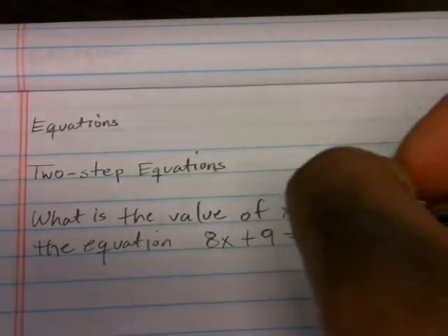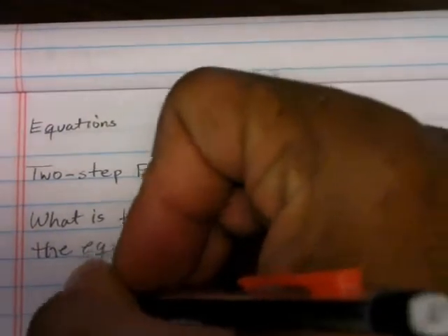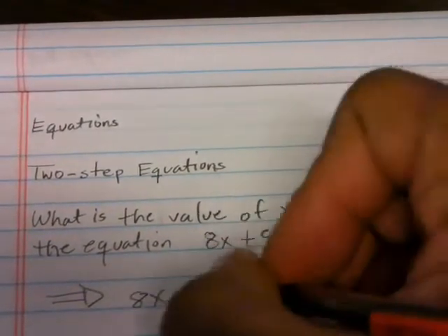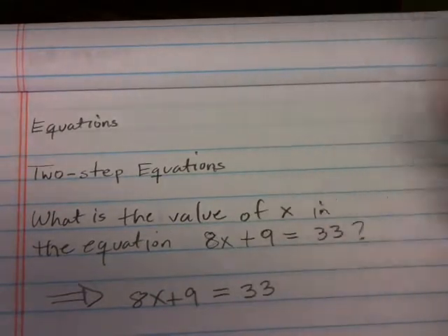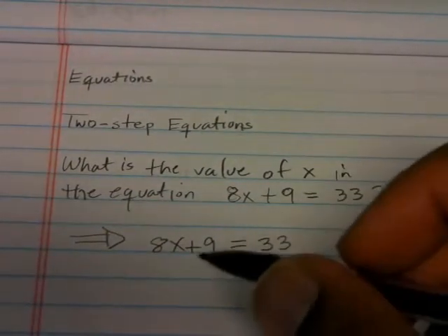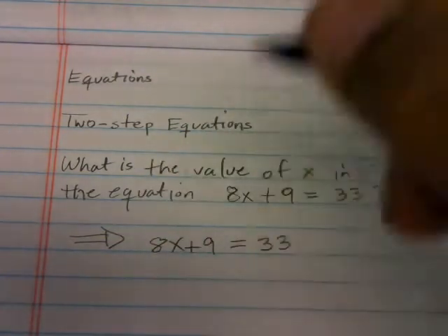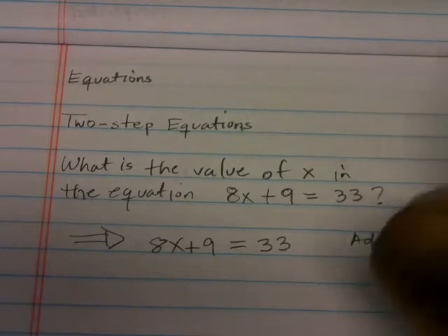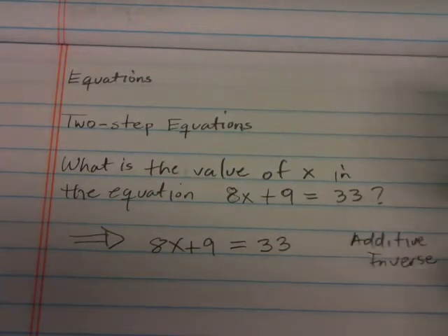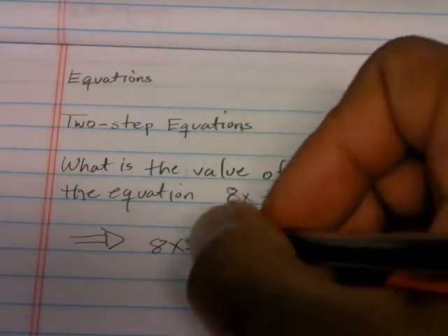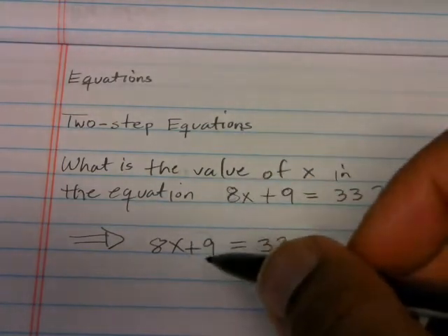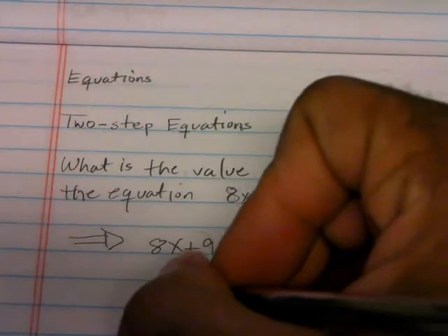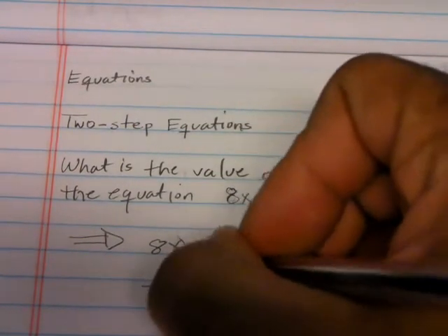Now, when we look at two-step equations, I'm going to write the equation again. We can tell that it has two operations that we're going to use to solve it. First, again, we have to get x by itself. So we use the inverse, in this case the additive inverse, to add its opposite on both sides. Plus 9, we're going to add negative 9 on both sides. All right, so we have 8x, and plus and minus cancel.